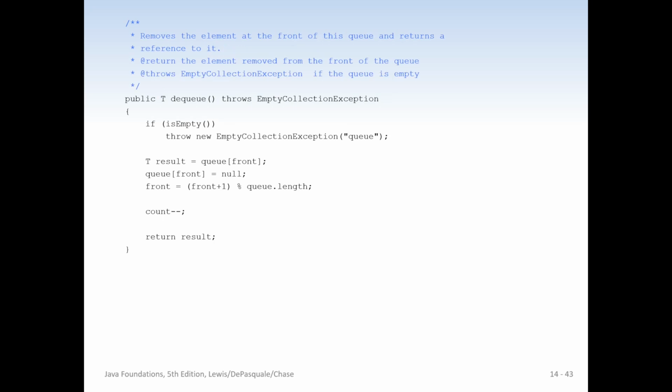All right, so the DQ is going to basically do the opposite. If it's empty, it's going to throw an exception. We're going to look at the front element. We're going to get the result from the front element. We're going to set the front element equal to null. And then we're going to increment the front and then mod by the queue length, again, because it's going to wrap around. And then we're going to decrement the count, return the result. So the queue works basically exactly like you'd think for the array.